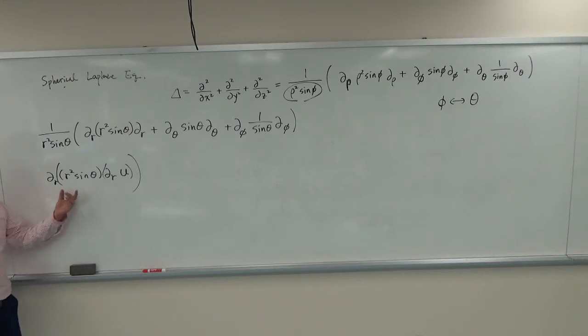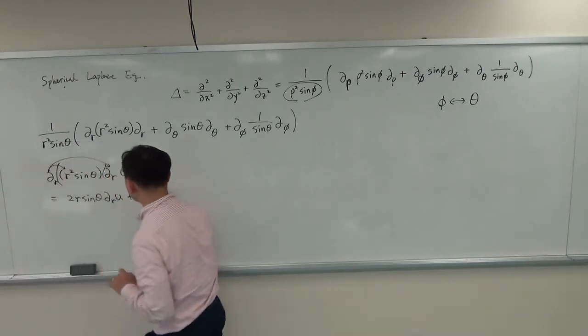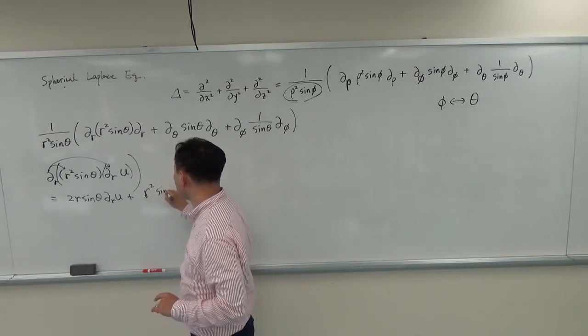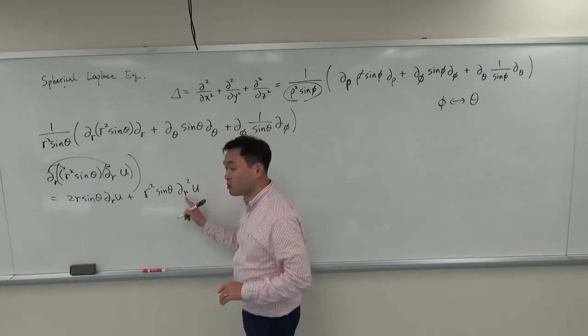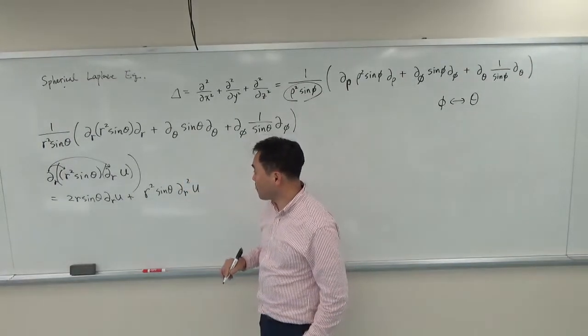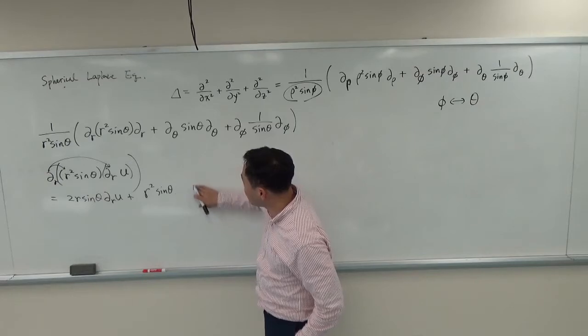So when you're differentiating this, when this hits this, you have to use the product rule. When you use the product rule, when this hits this, you get r squared differentiated by r gives you 2r sine theta, right? And then when this hits this, what happens? R squared sine theta, and then you get this squared u. So it's u double prime. So this means you're differentiating u twice in r.